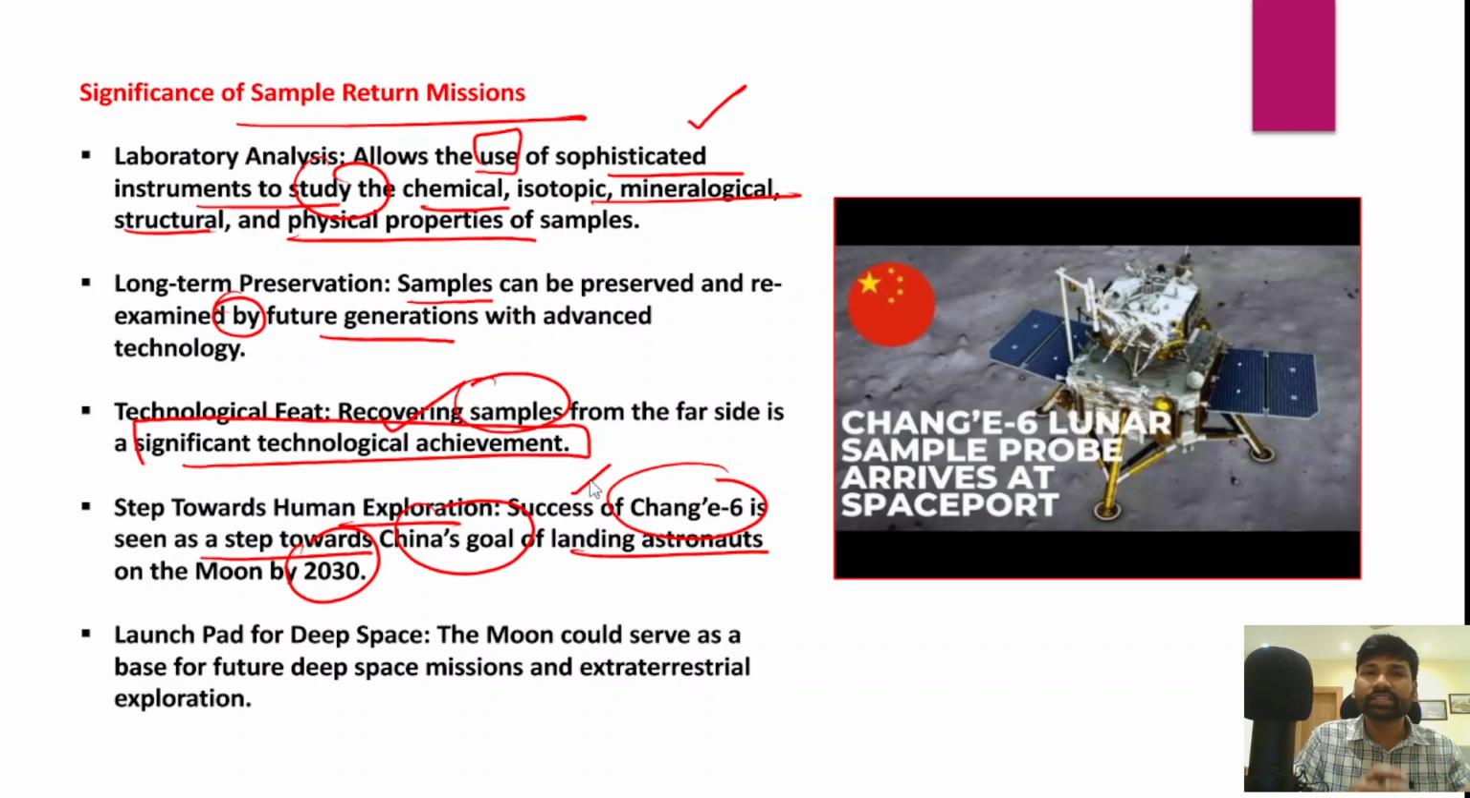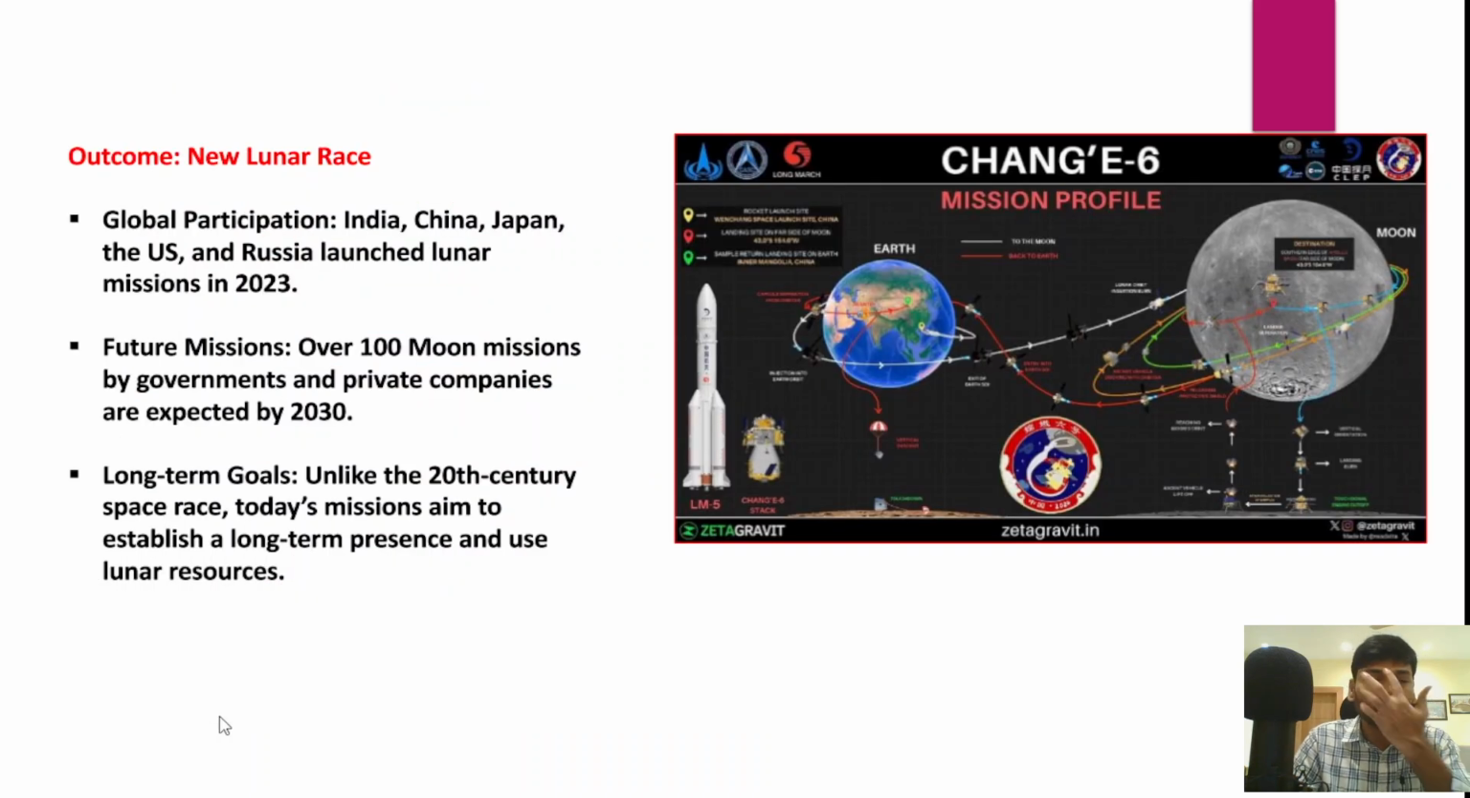However, the Chinese may use the lunar surface as a launch pad for deep space missions. In fact, it costs a lot of money to launch space missions to the different planets. However, the moon could actually serve as a base for future deep space missions and extraterrestrial exploration, if we develop this technology further, especially China.